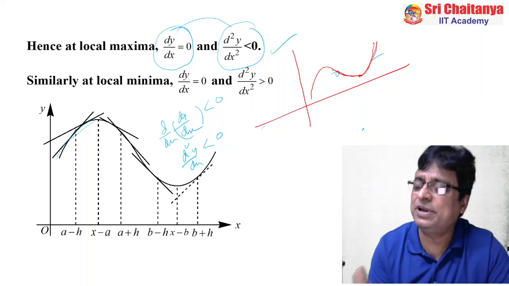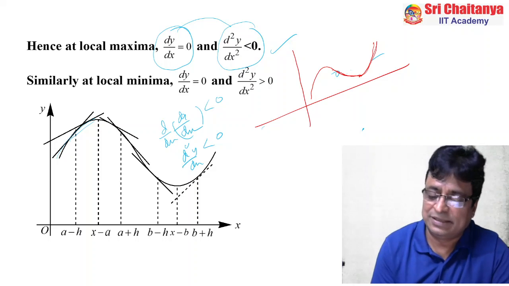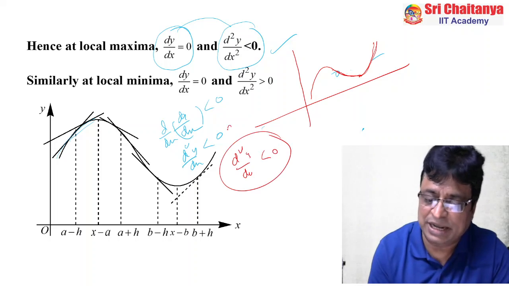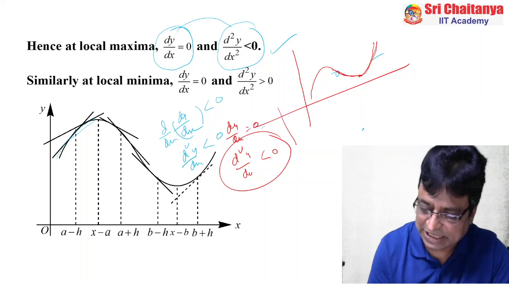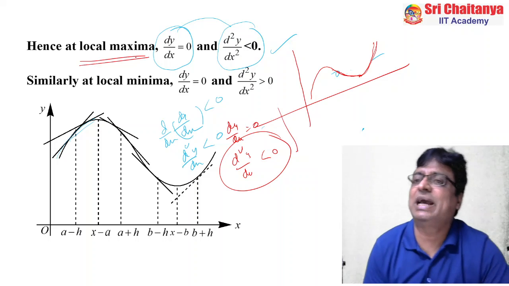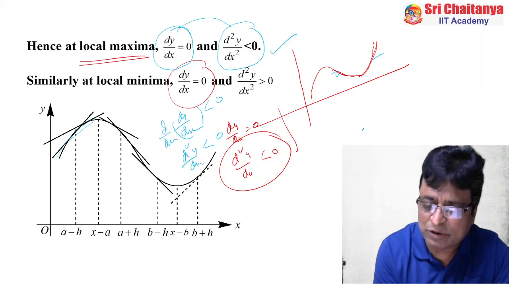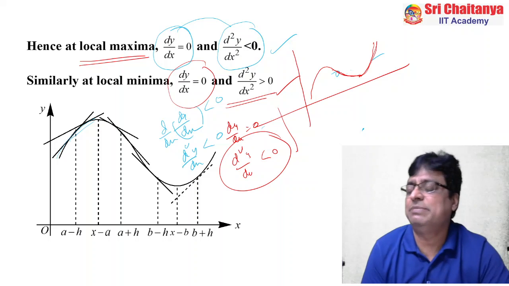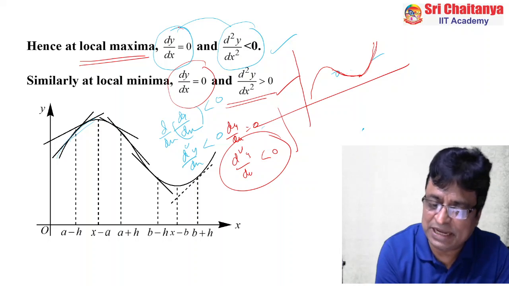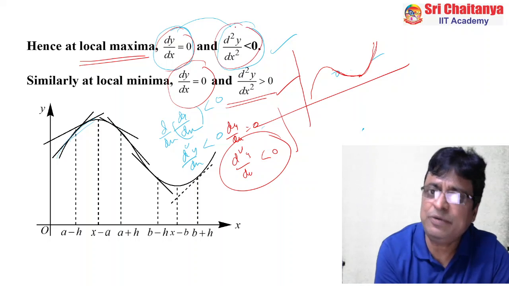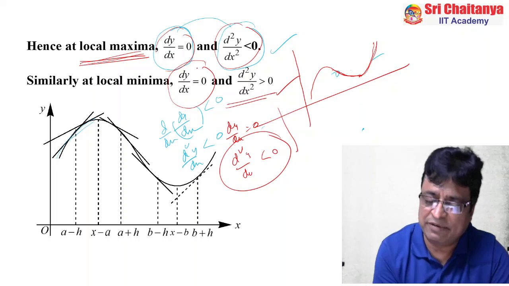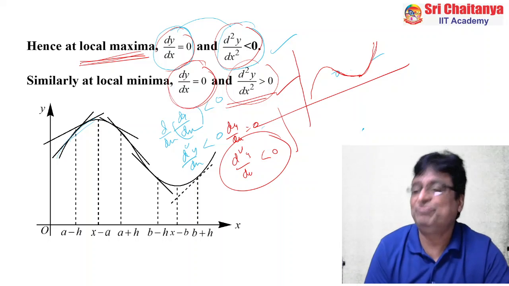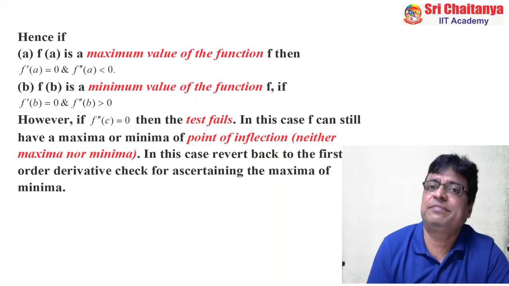So, my friends, the beauty of the second order derivative test is: whenever d square y by dx square is less than 0 and dy by dx is equal to 0, at this point the function has a local maxima. And whenever dy by dx is equal to 0 and d square y by dx square is greater than 0, then the function has local minima. That is the beauty of the second order derivative.